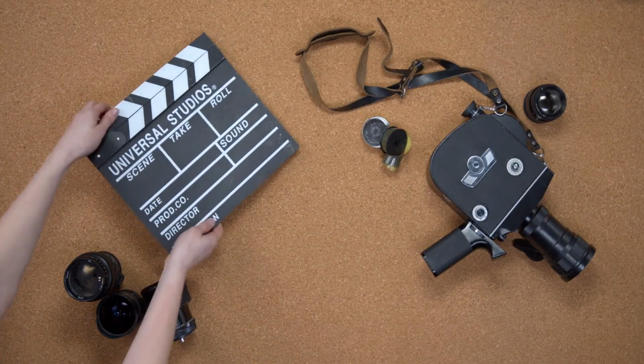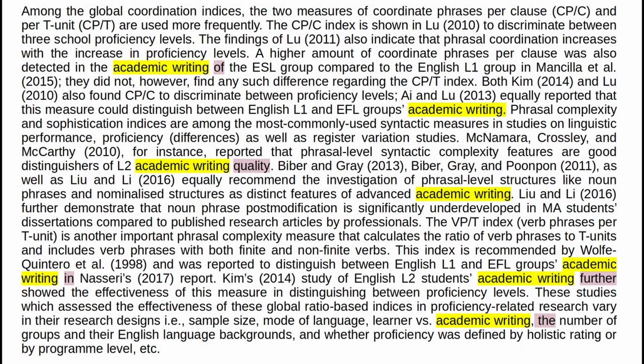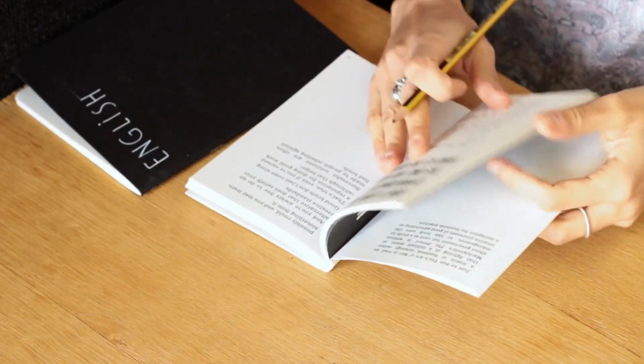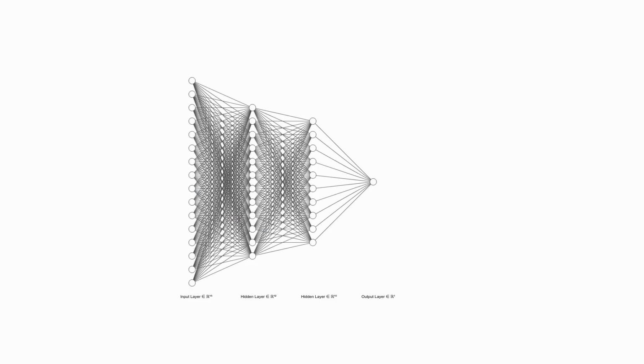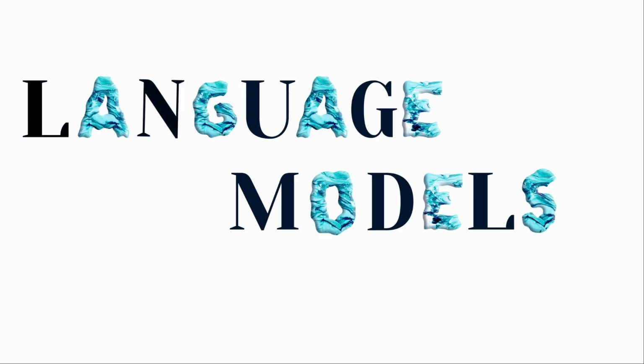Let's start with the basics. What exactly is a language model? Essentially, it is a statistical program that analyzes patterns in massive amounts of text data. Just like we pick up language skills from reading books, language models gain an understanding of language from reading tons of text. Using this knowledge, they can predict the probability of a word appearing next given the previous words.